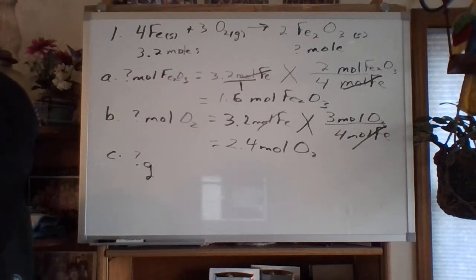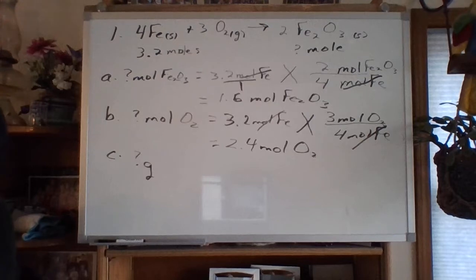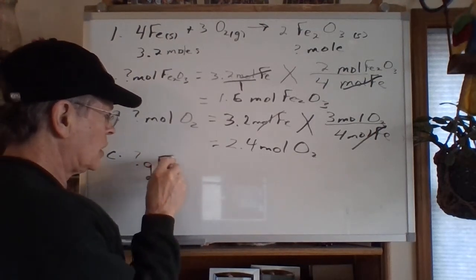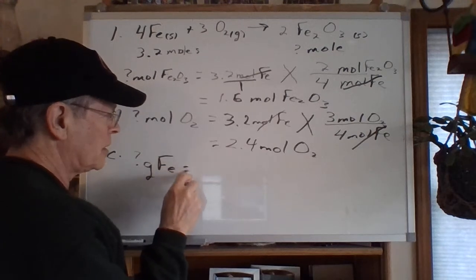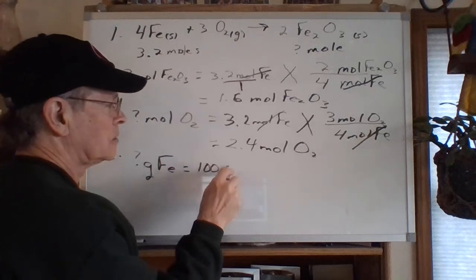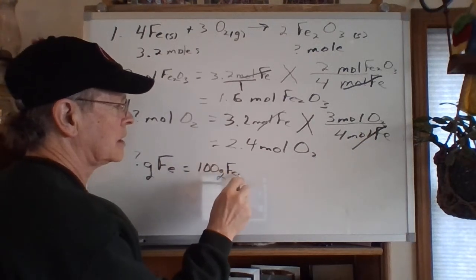How many grams of iron metal are needed to form 100 grams of rust, which is the Fe2O3?